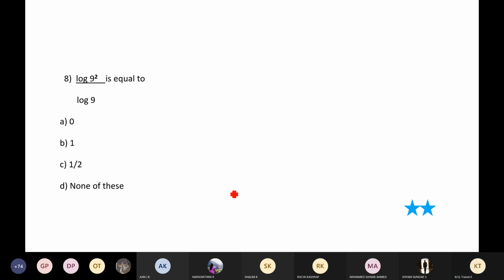Easy only. Log of 9 square by log of 9. That's all. Simple. Very good, Harivardhan. Excellent, guys.